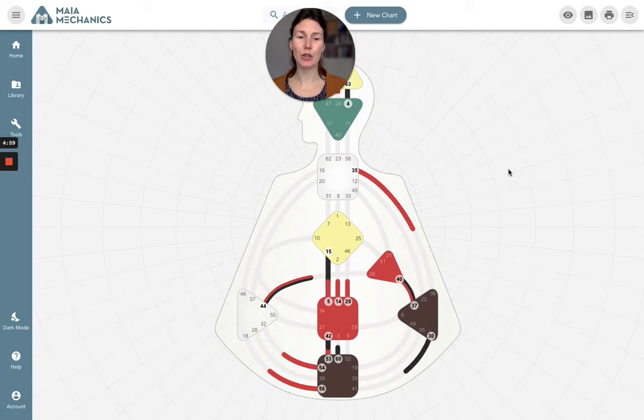So here's a short video about the 4 motor centers in human design. In this example chart, you see all the 4 motors defined, so colored in as an example. And the motors are these 4 centers down below. So you have the brown square, the red square here, and then the red small triangle and the brown triangle here on the right side.